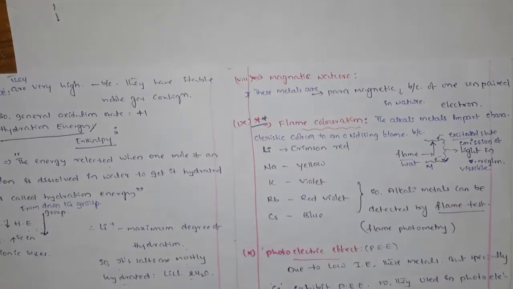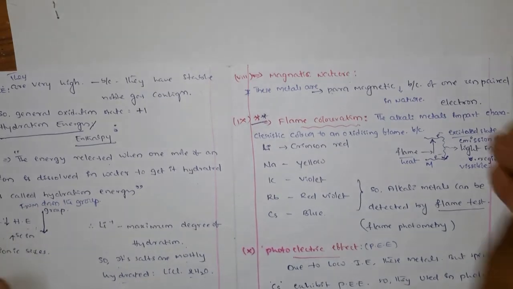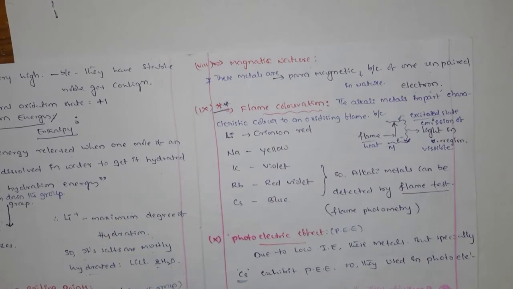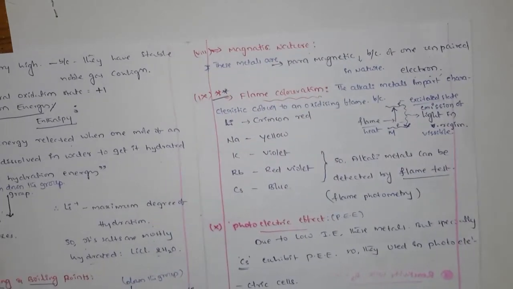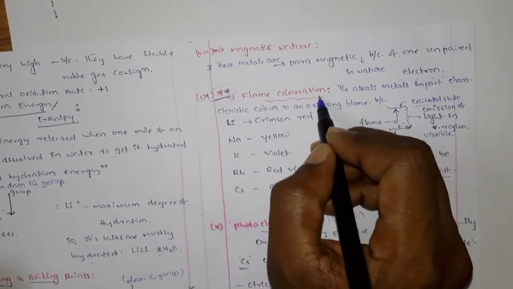Generally these metals are paramagnetic in nature, because they have one unpaired electron in the valence shell. That is the reason they are paramagnetic in nature. And the next, very important, is the flame coloration, the flame test.